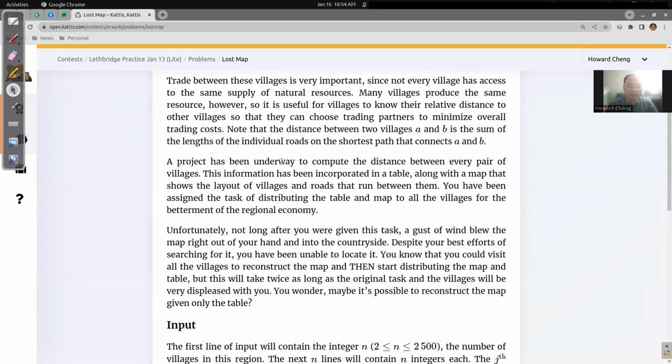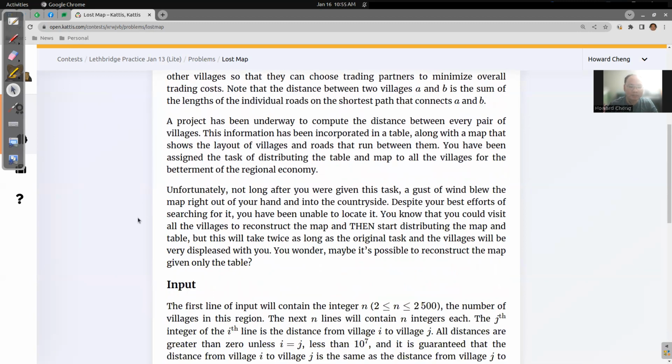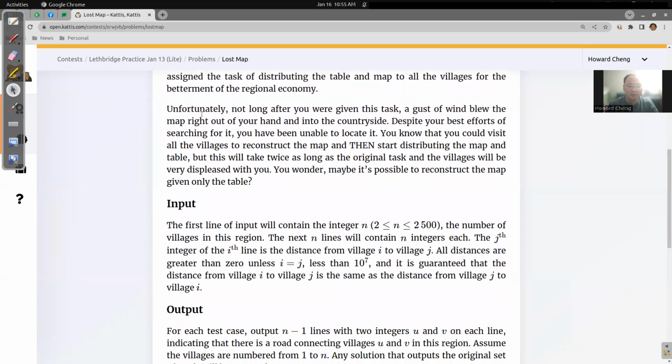A project has been underway to compute the distance between every pair of villages. This information has been incorporated in a table along with a map that shows the layout of villages and roads that run between them. You have been assigned the task of distributing the table and map to all the villages for the betterment of the regional economy. Unfortunately, not long after you were given the task, a gust of wind blew the map right out of your hand and into the countryside. Despite your best efforts searching for it, you have been unable to locate it.